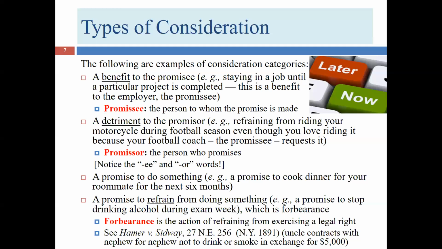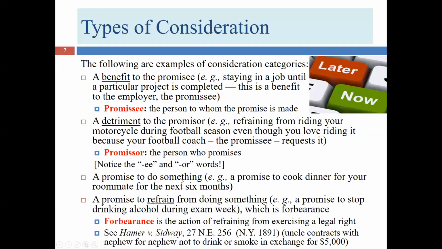Unfortunately, the uncle died before the nephew actually got to collect the $5,000. And so then the nephew had to go to the uncle's estate and say, hey, the uncle and I had this contract. He needs to pay me $5,000. He's dead, so I need the estate to pay. Well, the estate contested that. And the basis for the contesting was, well, nephew, you didn't provide any consideration. You didn't promise to do anything.